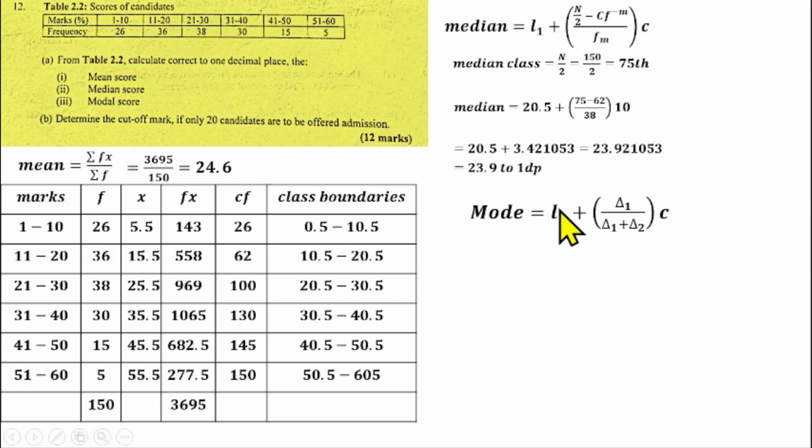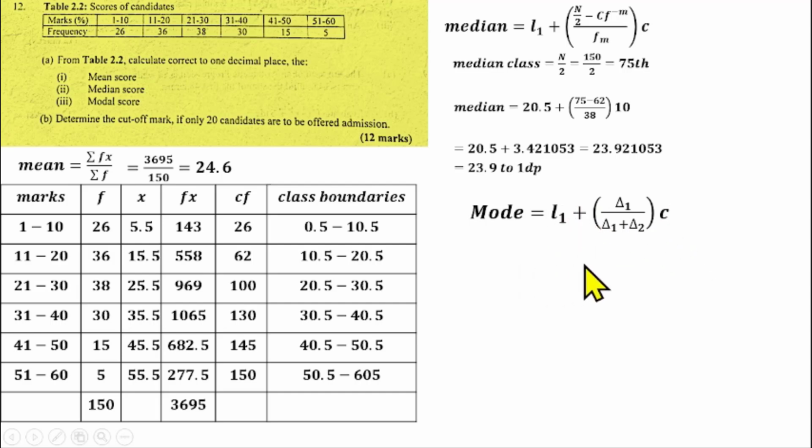I will come again. L1 is the lower class boundary of the modal class. Change in 1 is the frequency of the modal class minus the frequency before the modal class. Change in 2 is the frequency of the modal class minus the frequency after the modal class. Then C is the class size.